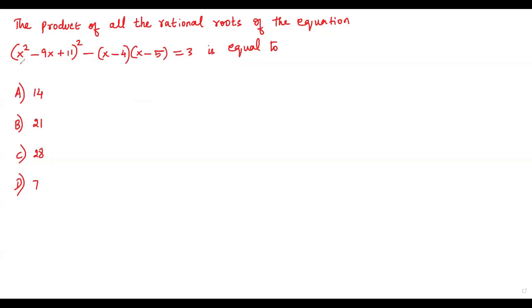Actually, we have to find the rational roots for the given equation, and then we have to find the product of all the rational roots of this equation. Okay, now let me write the given equation as it is. That is (x² − 9x + 11)² − (x − 4)(x − 5) = 3. Here let's consider the trinomial we have over here.